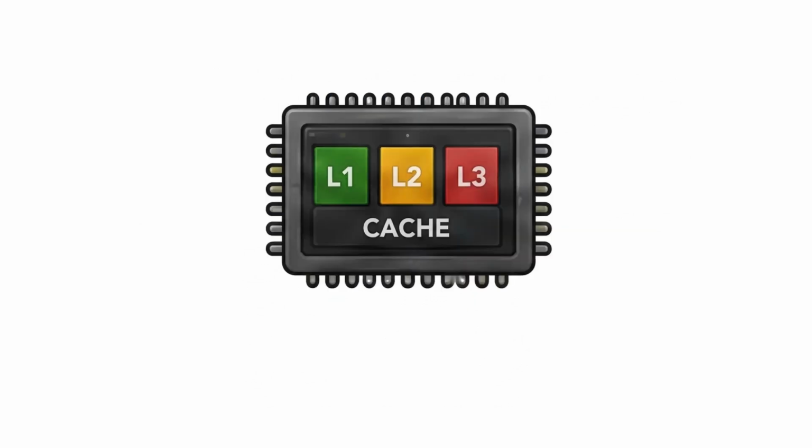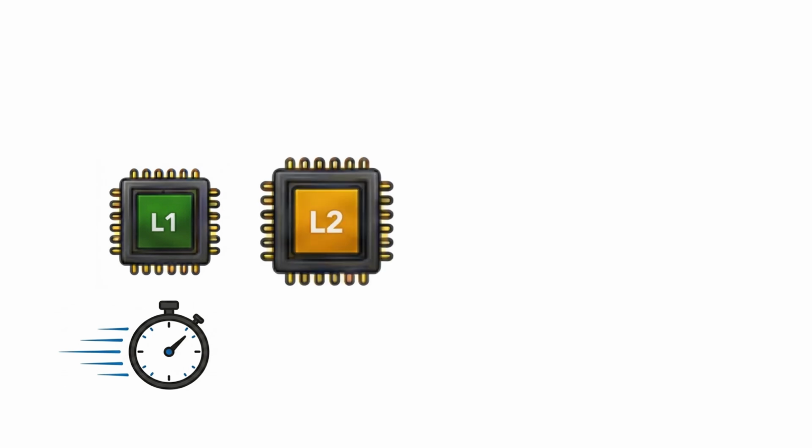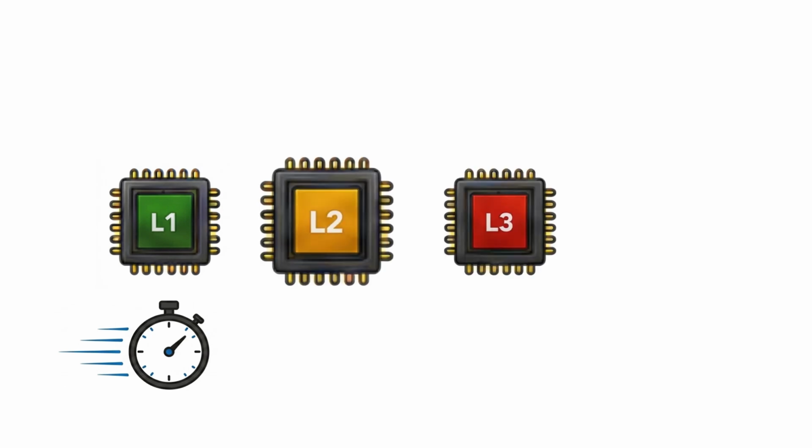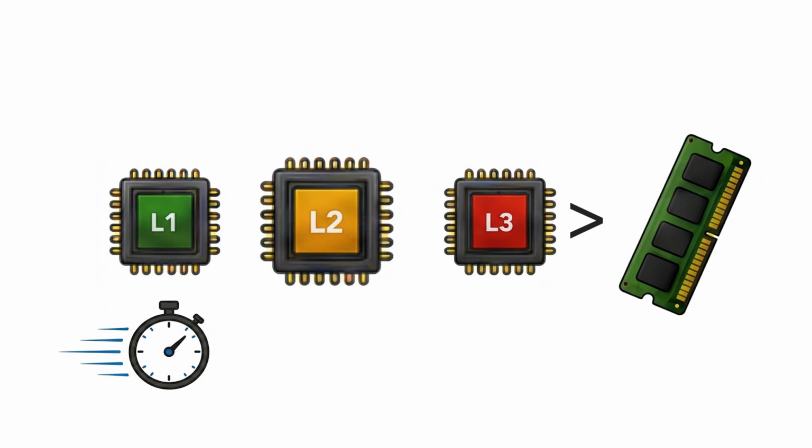Most modern processors actually contain multiple levels of cache, usually called L1, L2, and L3 cache. L1 is the smallest, but also the fastest. L2 is slightly larger, and L3 provides even more space while remaining much faster than RAM. Although most users never interact with cache directly, it's one of the reasons modern processors are so efficient.